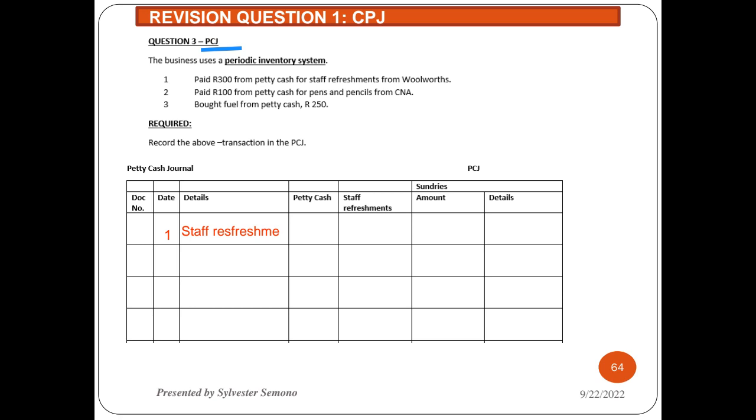Where do we go from here? Petty cash. Petty cash and what? 300 rand. Staff refreshment. Are we okay? Yes.